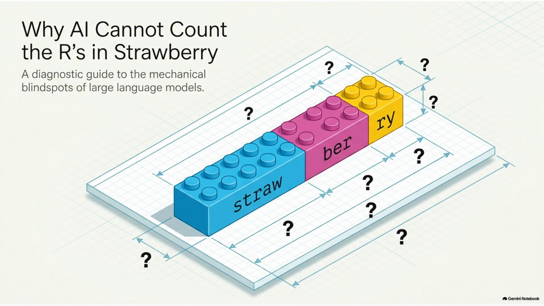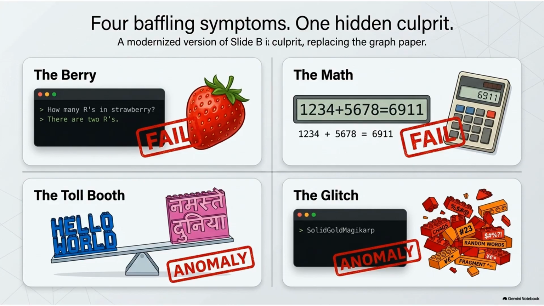and the reason is on the screen right now, because to the model, strawberry is not a word made of 10 letters. It is this: 3 lumps, straw, burr, rye, and you cannot count the letters inside a lump. Stick with me for the next 15 minutes, because once you see why, 4 different confusing AI behaviors stop being confusing all at once. Let me show you the 4.